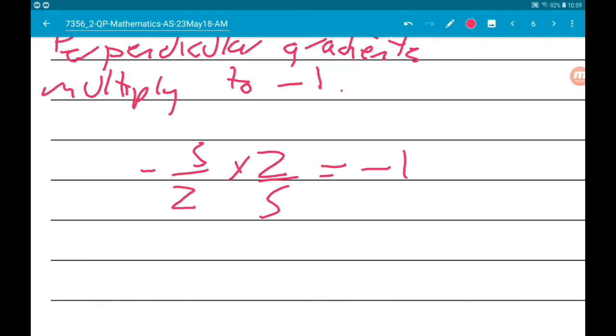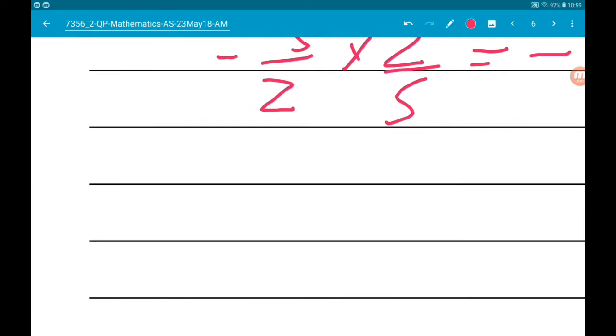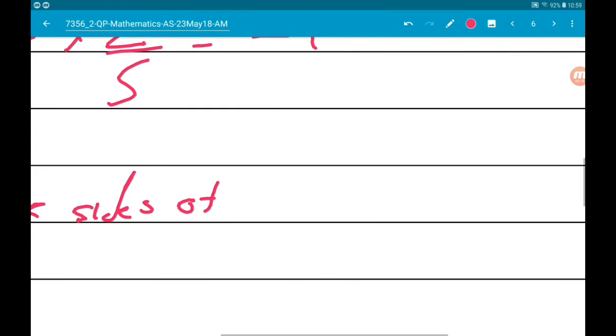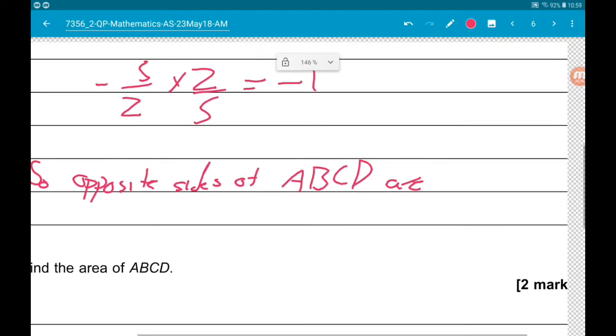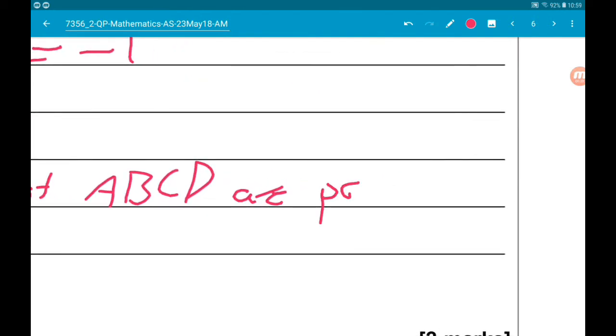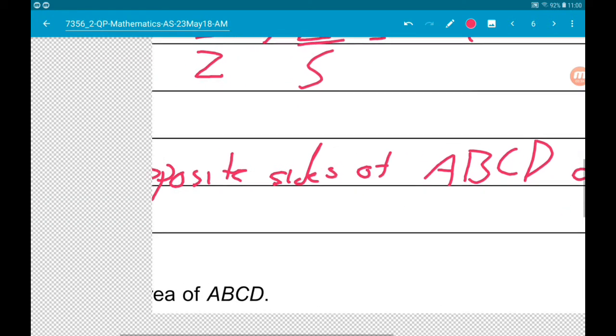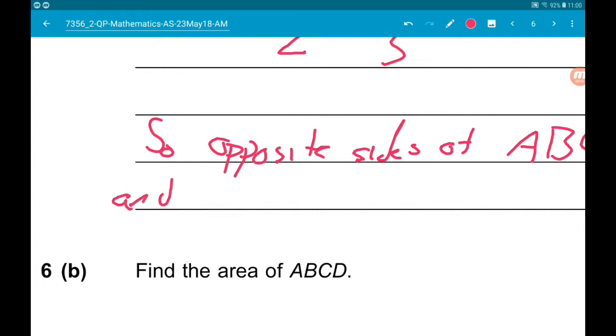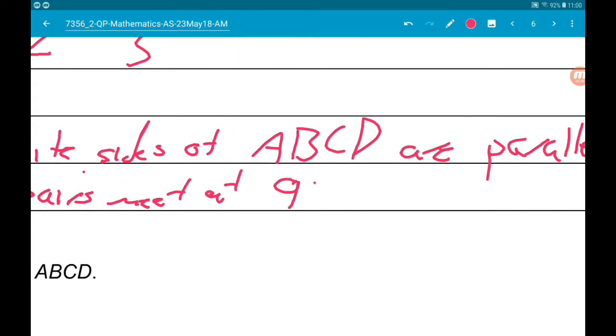Okay, so we should finish off with a concluding statement. So let's say, so opposite sides of ABCD are parallel and the pairs meet at 90 degrees. So ABCD is a rectangle.